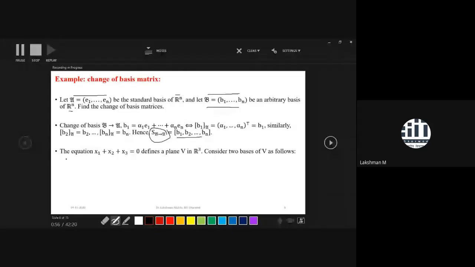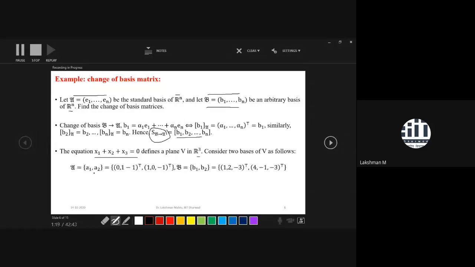Now we are taking a plane. This one is a plane in R3. So definitely this plane will have just two directions. That means if you take any basis of this plane, it would have exactly two basis elements.